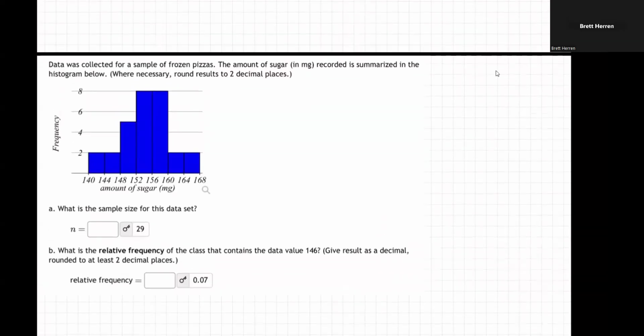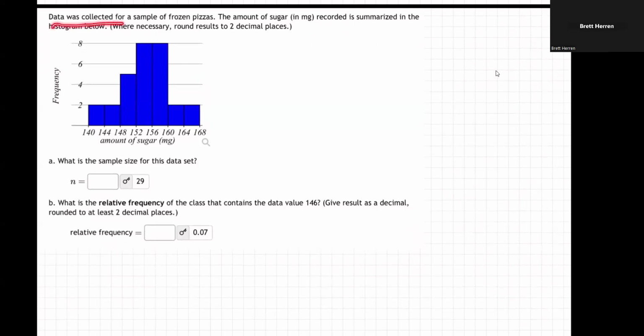All right, so in this question, it says data was collected for a sample of frozen pizzas. The amount of sugar in milligrams recorded is summarized in the histogram below. Where necessary, round to 2 decimal places. Got this table, and let's understand what this table says. Frequency, remember, is how many. And then down here is the amount of sugar.